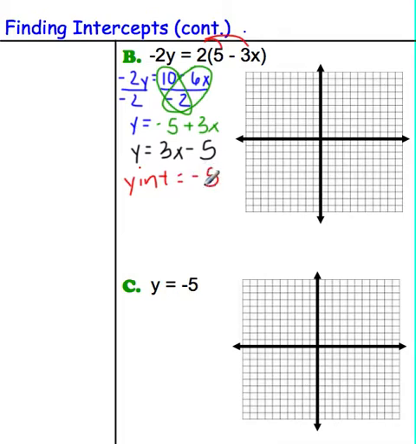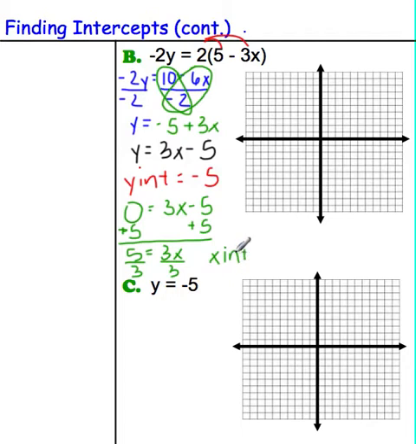So then again, my next step is going to be to go ahead and substitute 0 in for y, which is going to give me 0 equals 3x minus 5. We'll add 5 to both sides, which is going to give me 5 equal to 3x. And then I can divide both sides by 3, giving me an x-intercept equal to 5/3. I know once again that's a little bit tricky, but we will make it work.